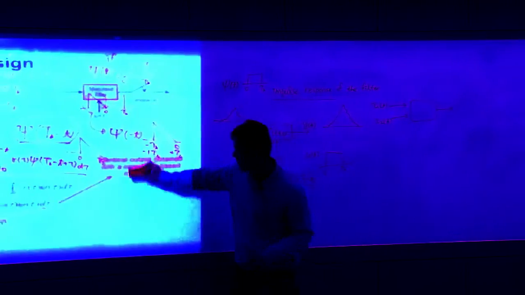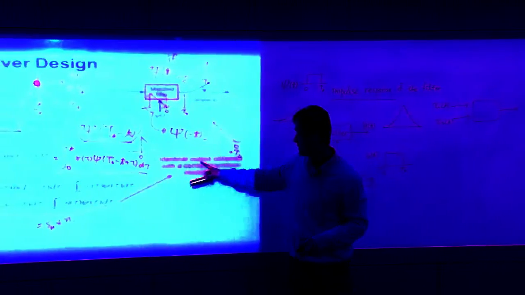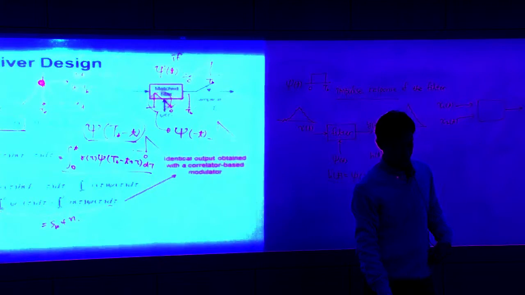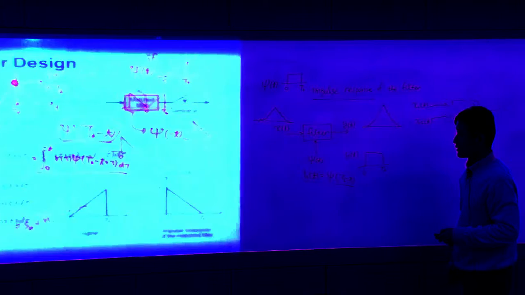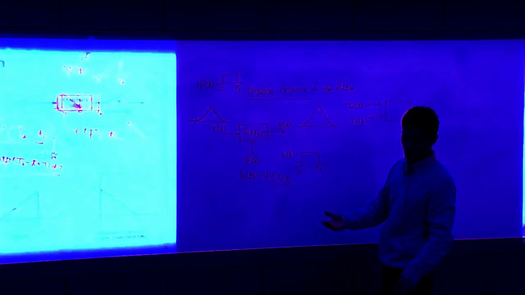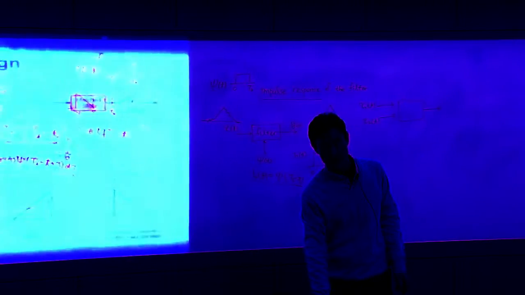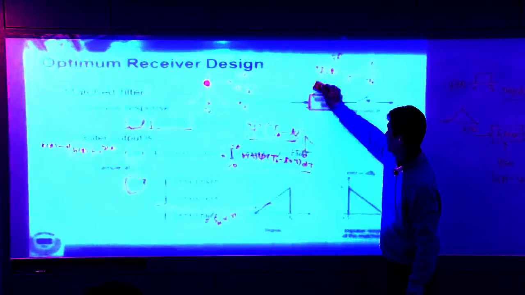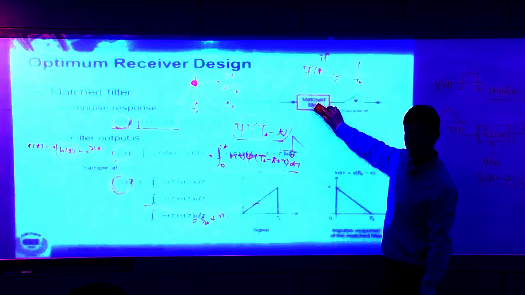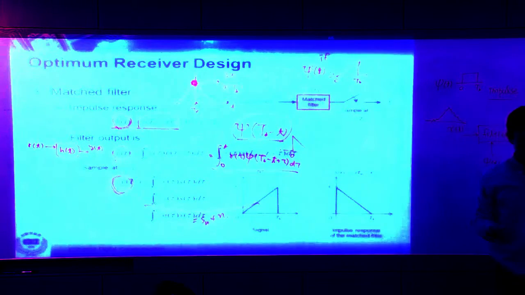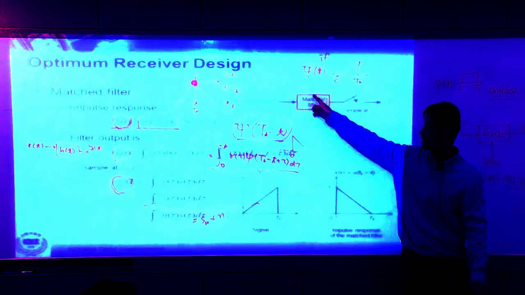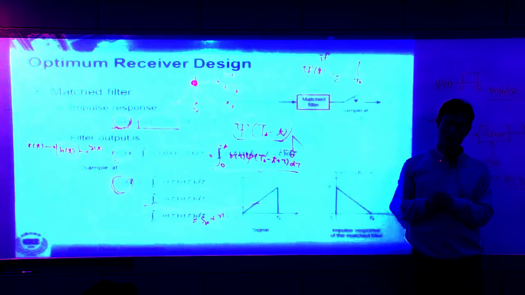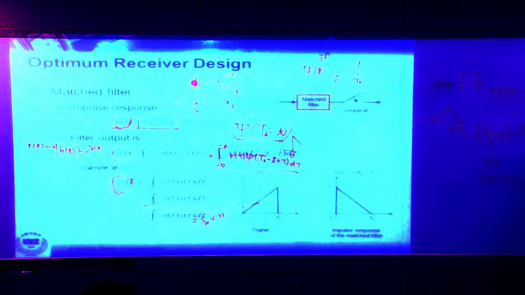So it says identical output, same output from both of them. Then the question here is, why do we call this one a matched filter? The reason we call this one a matched filter is because your filter is matched to the input. That's why we call that a matched filter.